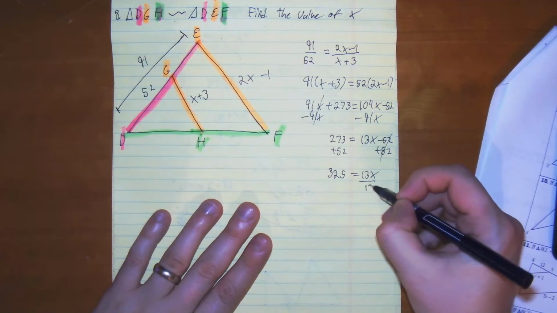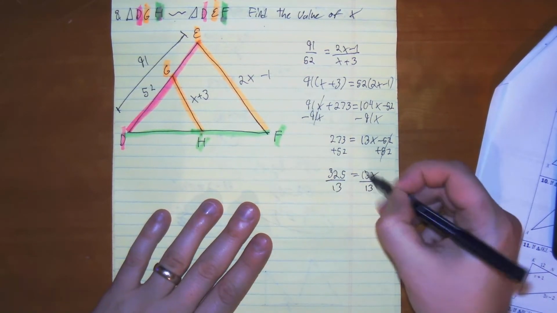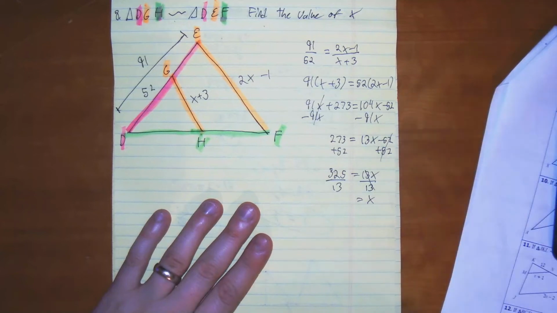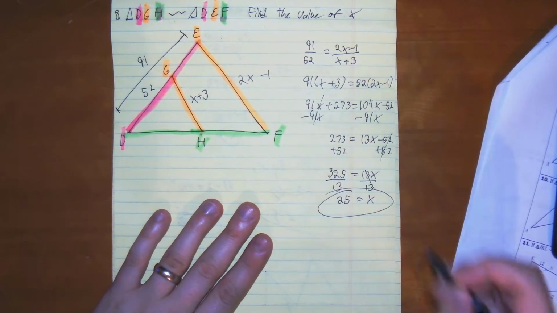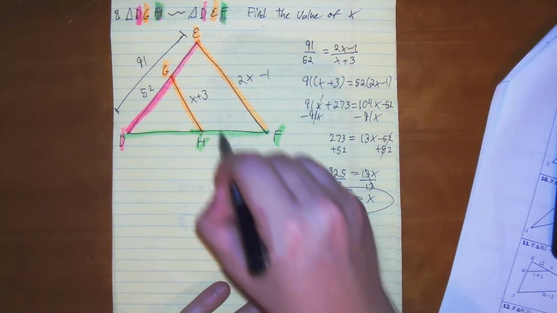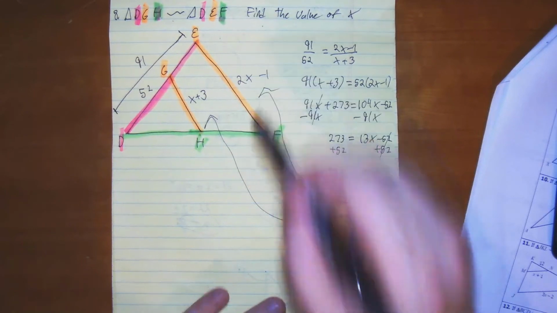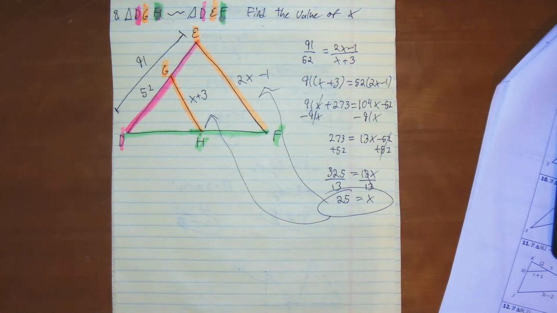And the inverse of multiplication is division. So divide by 13, and I don't think we'll get a decimal. We get x is equal to 25. And if you do plug it in to those values, then you should most likely get the proportion, or it should match the scale factor.